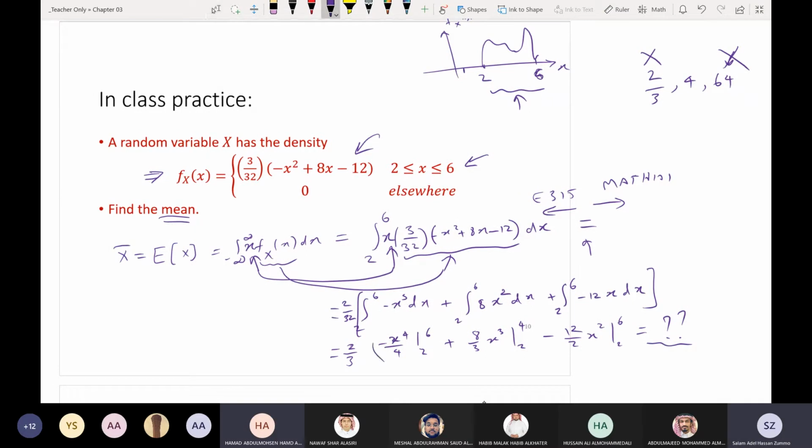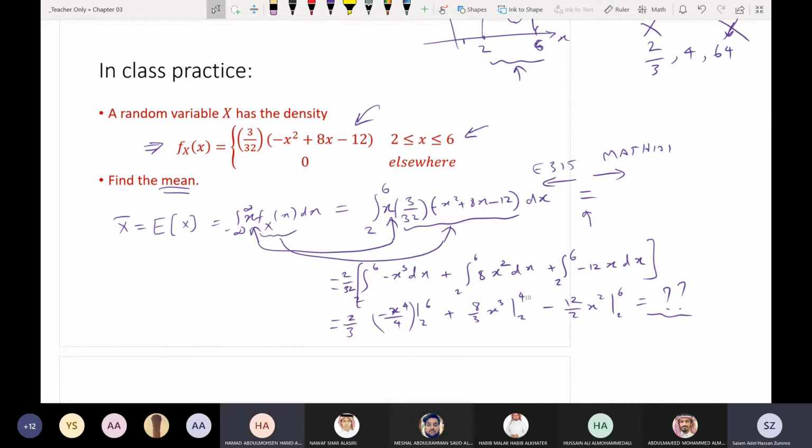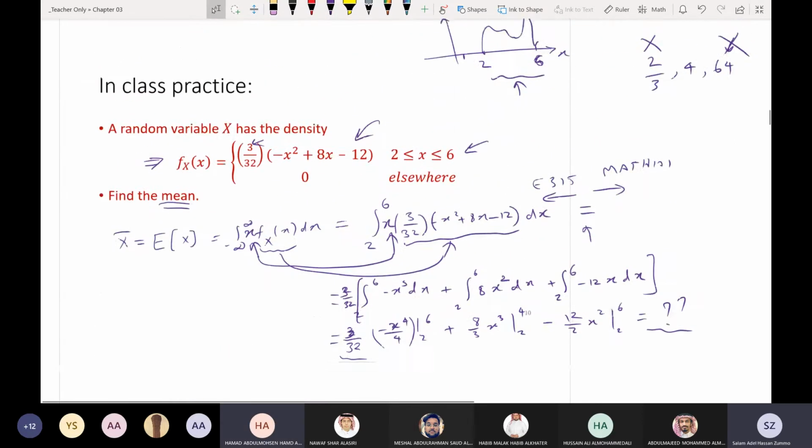Don't forget this minus, minus 6 x to the power 4 divided by 4. 2 over 32. I keep forgetting things and confusing you. 2 over 32. Sorry, 3 over 32. From where did I get 2? It's 3 over 32. Sorry, I'm confusing you. I write wrong things and you follow me. Anyway, calculate it and let us know.